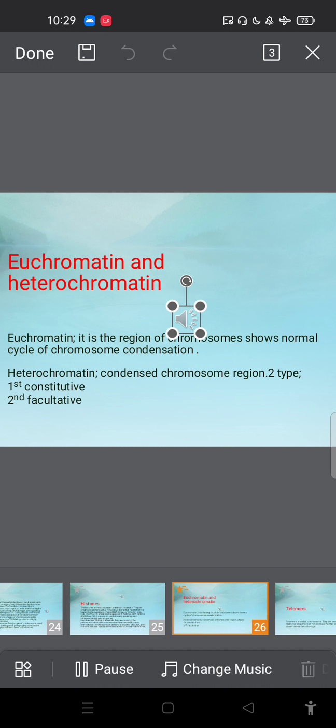And the second one is facultative. Facultative heterochromatin, by contrast, varies in state in different cell types and at different developmental stages, or sometimes from one homologous chromosome to another. This form of heterochromatin represents the condensed and therefore inactivated segments of euchromatin. The Barr body, the inactivated X chromosome in somatic cells of XX mammalian females, is an example of facultative heterochromatin.